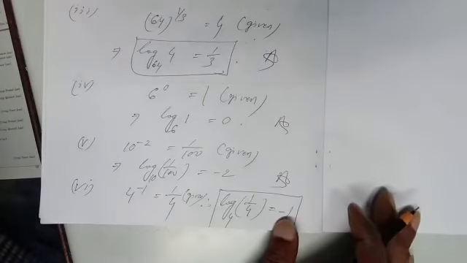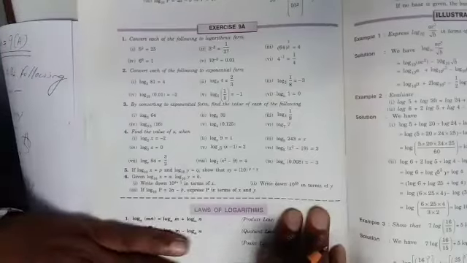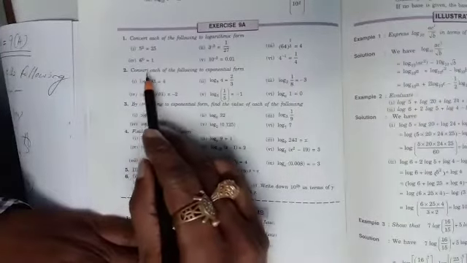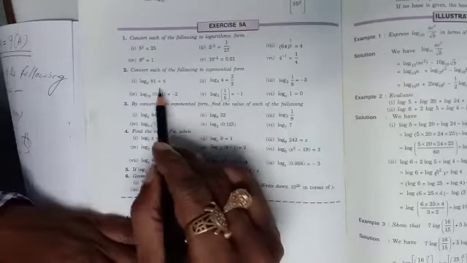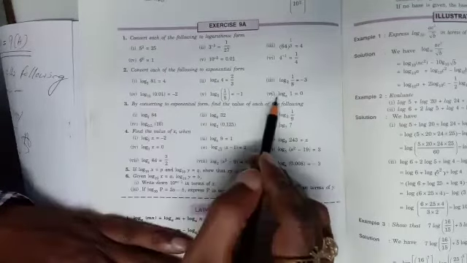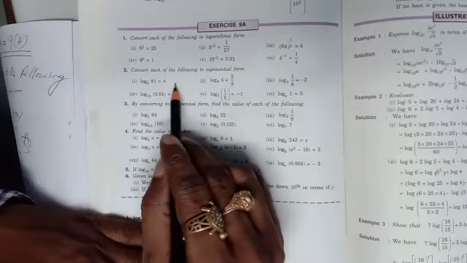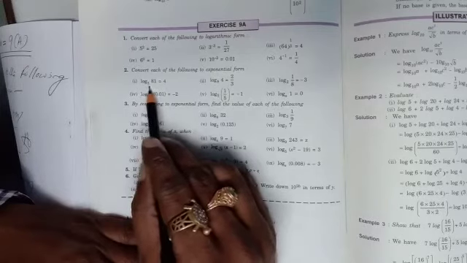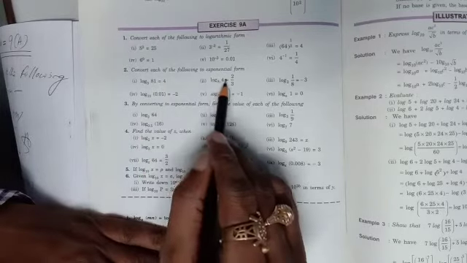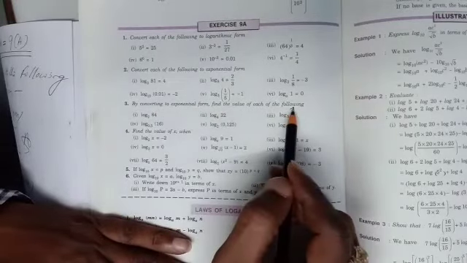Let us go to question number 2, just the opposite of this question. See question number 2: convert each of the following to exponential form. These are all the number 1 to 6 questions, given in logarithm form. You have to write in exponential form. First question given: log 81 base 3 equal to 4. Second: log 4 base 8 equal to 2 by 3. In this way, 6 questions are given. Let me solve one by one.